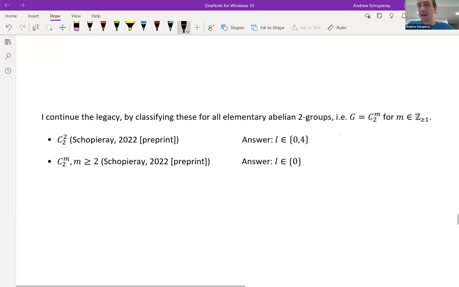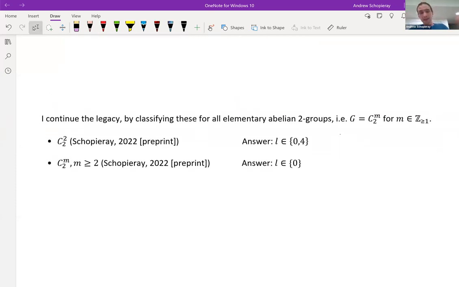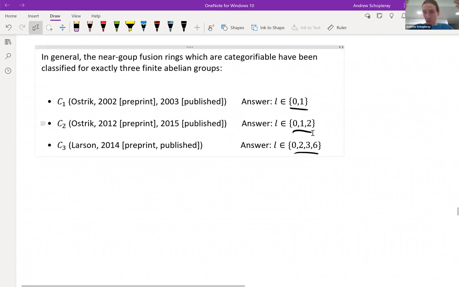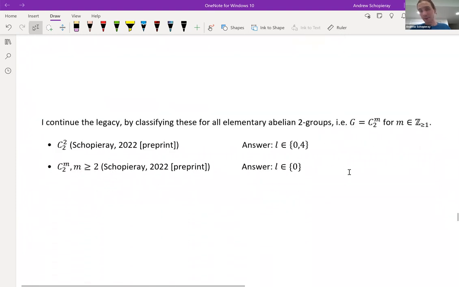So my main application of all of these above results is by classifying all of the categorifiable near group fusion rings for elementary abelian 2 groups. So I wanted to find a family of infinite size where I could definitively say these are all of the near group fusion rings which are categorifiable. And the answer is kind of surprising. You would expect maybe by looking at this pattern here that as your group gets larger, you're probably going to find more categorifications. But for the elementary abelian 2 groups, for these reasons that I outlined above, you actually find out that it dies pretty quick.